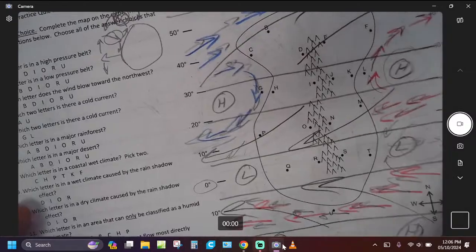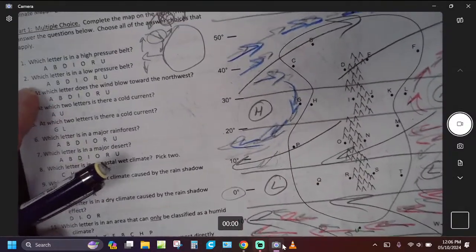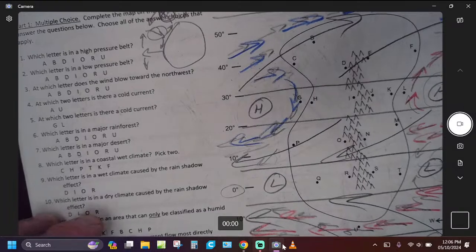And you know what? At this point, I could actually do some of these questions. This is the way it'll work on the quiz.